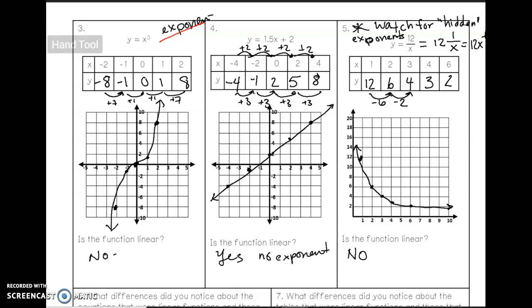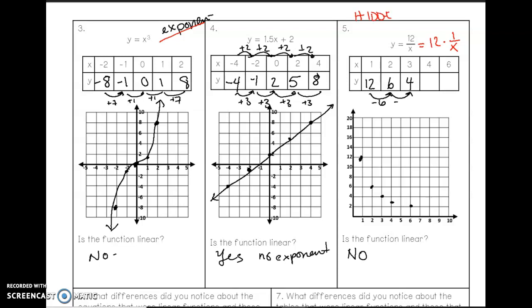But this one is the one I really want to review with you, because if you look at this, it's a little harder to tell. y equals 12 over x. It looks like there are no exponents there, right? I don't see a squared, I don't see a cubed, but you have to remember that this is 12 times 1 over x. There is no way for me to rewrite this function in the form of y equals mx plus b. And what I said in class was to watch for hidden exponents, right?